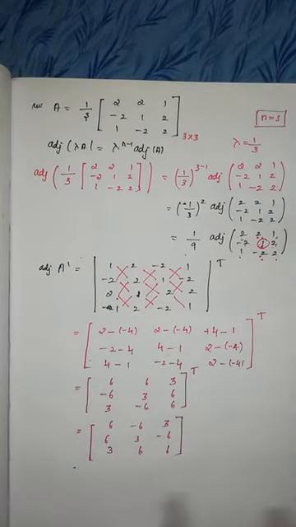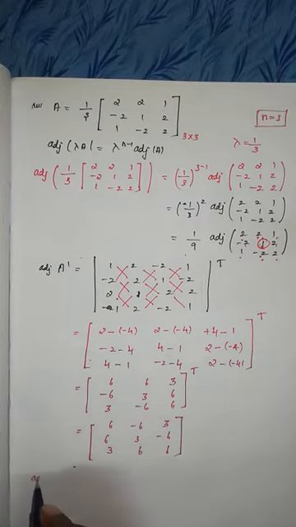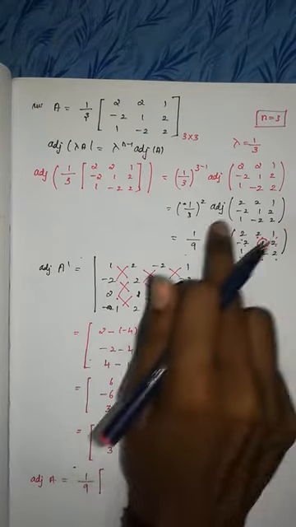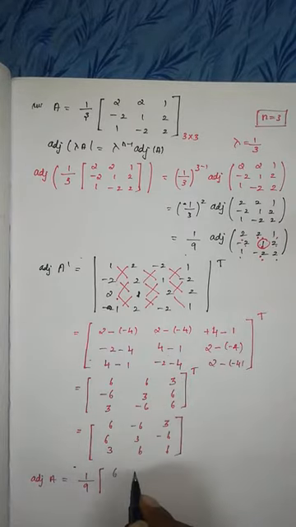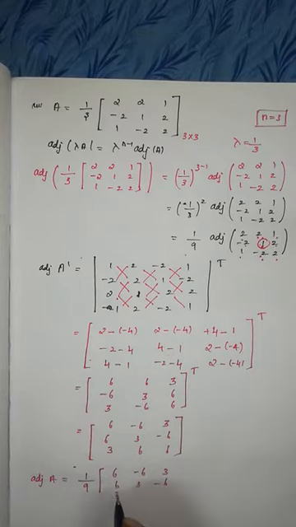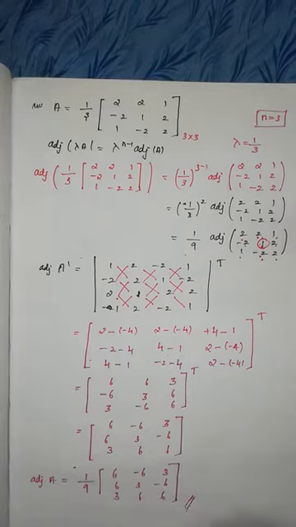What I want to do is multiply with 1 by 9. So adjoint of A is equal to 1 by 9 into the adjoint of this matrix, which is 6, minus 6, 3; 6, 3, minus 6; 3, 6, 6. So this is the adjoint for this matrix. You can also take 3 common outside, but that is not required. So adjoint of A is 1 by 9 of 6, minus 6, 3, 6, 3, minus 6, 3, 6, 6.